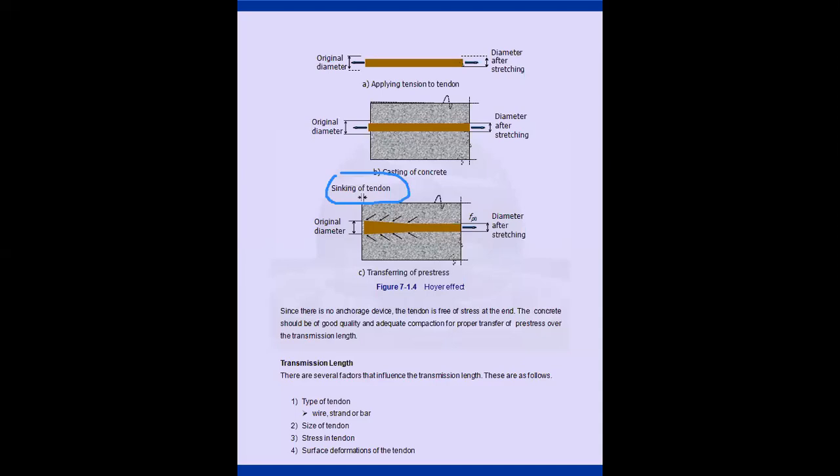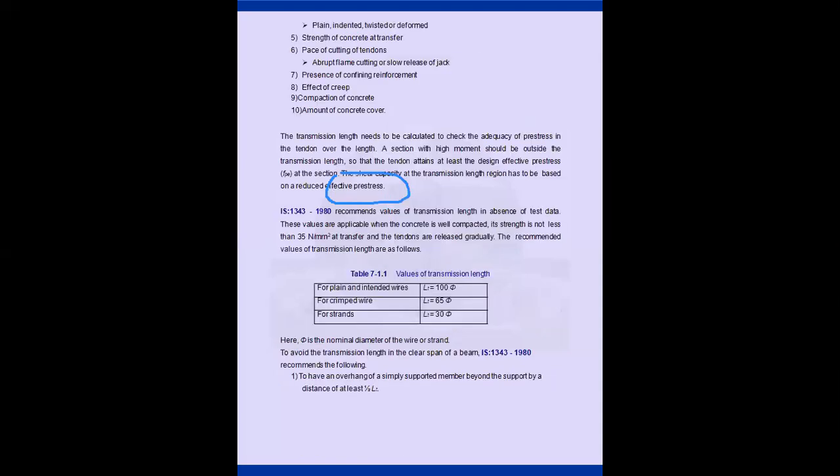So stress in tendon is also going to influence the transmission length, and so is surface deformation of the tendon. If the tendon surface has undulations, more kinds of deformations, it is not even, so definitely it is also going to affect the transmission length. Along with that, strength of concrete at transfer.